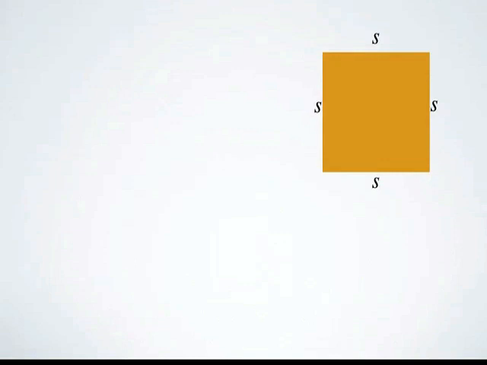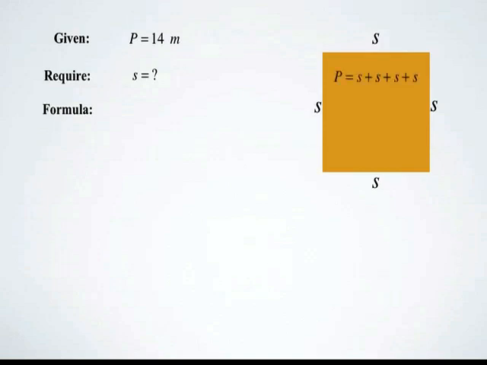So there's our square. And we know that in this situation we're given that the total perimeter around the outside has to be 14 meters. And we're required to find out the length of the sides of this vegetable garden. Our formula for perimeter of a square is all four sides added up, which we can simplify to be 4s, 4 times the side length.